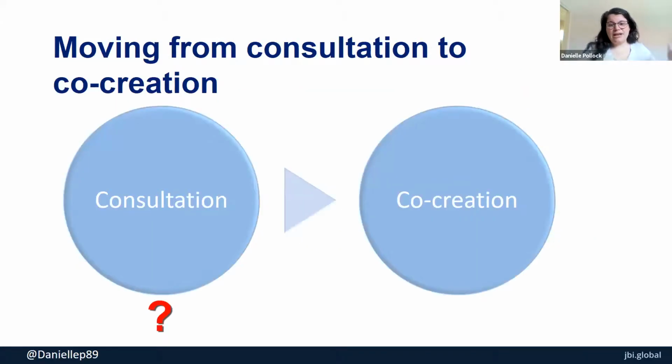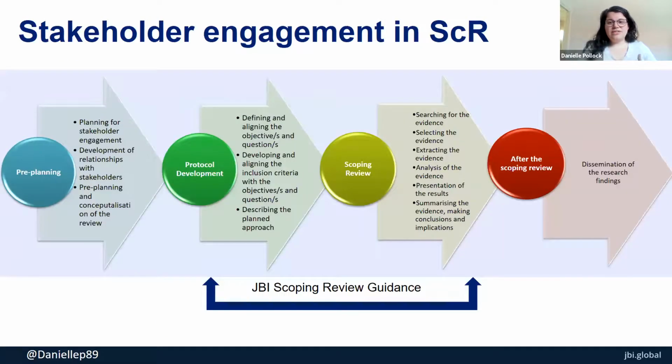So we believe that we need to move from this consultation, which isn't very well described and potentially could lead to more of a tokenistic engagement, to a co-creation approach with stakeholders themselves. So we've suggested that there are 4 phases to stakeholder engagement in scoping reviews, and that involves pre-planning, protocol development, the scoping review, and even after the scoping review, that engagement doesn't necessarily end there. And where JBI guidance is, is in the protocol development and scoping review stages that we're specifically breaking down.